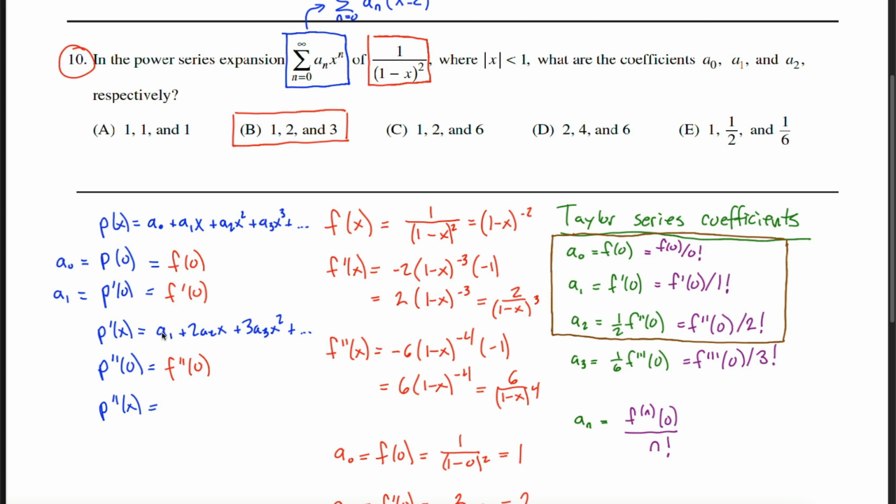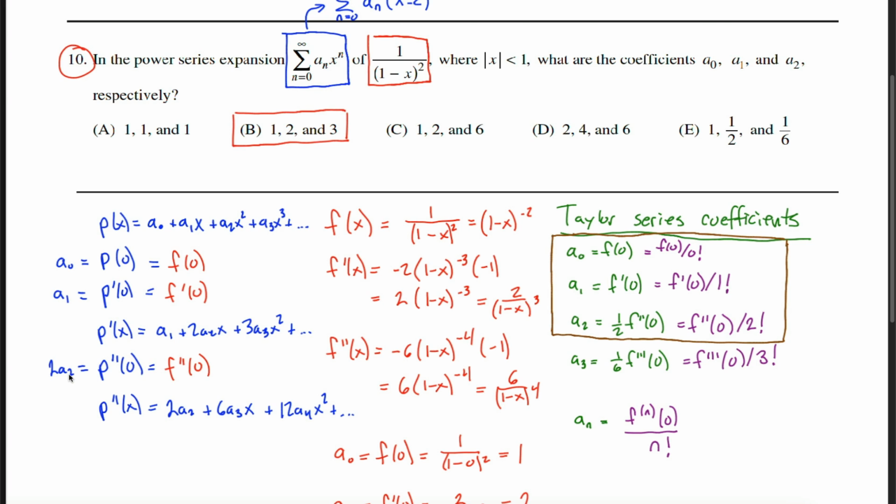This is just a constant, so it goes away. When I take the derivative of this term, I'm left with 2a2. When I take the derivative of this term, I'm left with 6a3x. If I took the derivative of the next term, which would have been 4a4x cubed, I'd get 12a4x squared, and so on. But I don't want p double prime of x, I want p double prime of 0, so I change all the x's into zeros, and again, all these terms go away. All that I'm left with is this first term, which is 2a2.